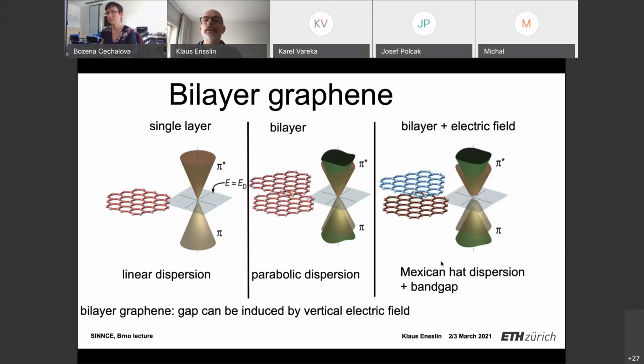So what you can do is now you can apply a vertical electric field across these two layers. And by applying a vertical electric field, you break the symmetry between the two layers. And what happens is that you open up a gap here. And the magnitude of that gap can be controlled by the electric field. On top of that, the dispersion is not parabolic anymore, but it has a so-called Mexican hat dispersion, as it is called.